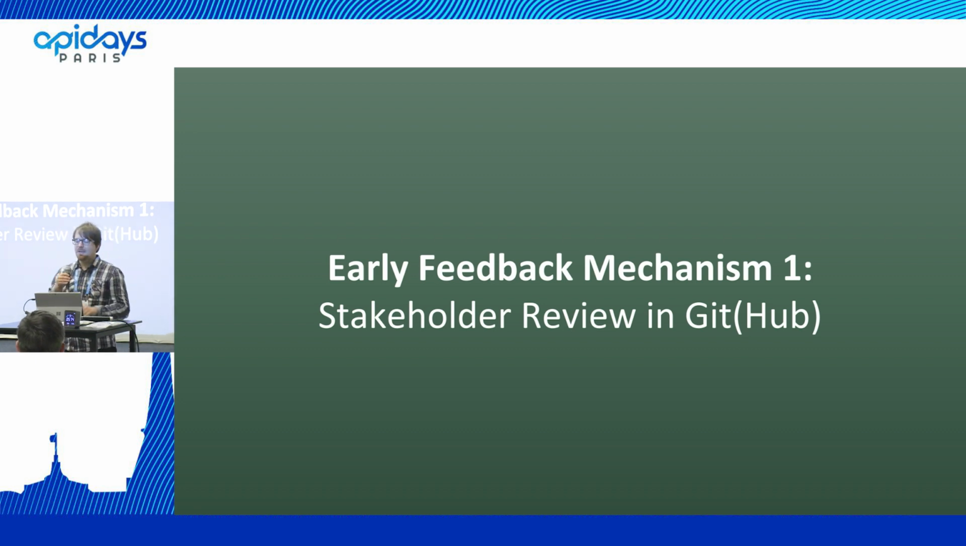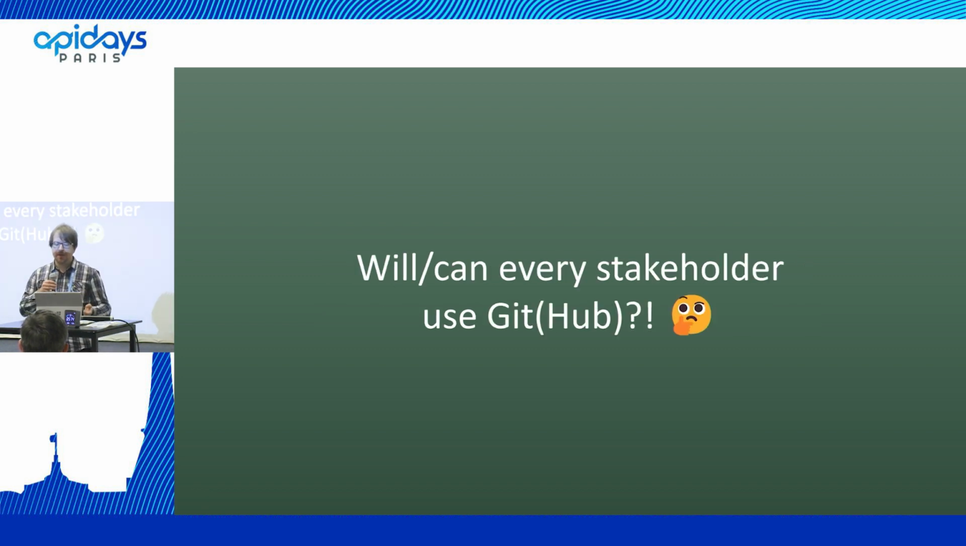So this is really what I'm suggesting. When you do your API design, you give your stakeholders access in GitHub. This way you have an early feedback mechanism. And I'm calling it early feedback mechanism 1 because I think this begs the question of whether every stakeholder that you have in your API, and I mentioned all these roles earlier, will use Git or even can use it. And so I want to make another suggestion.